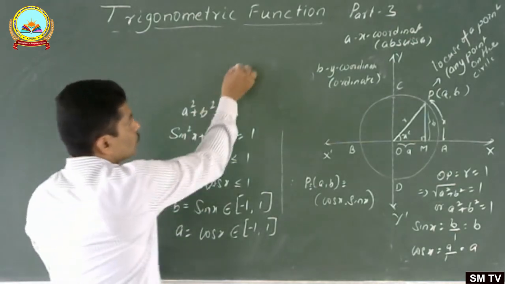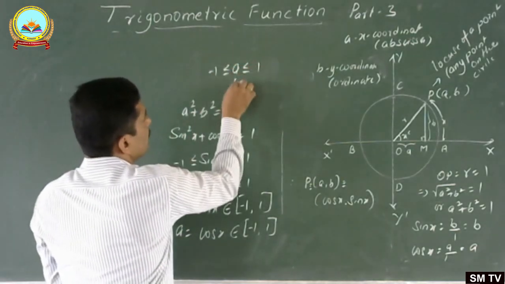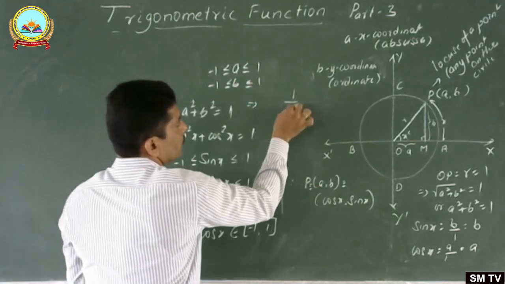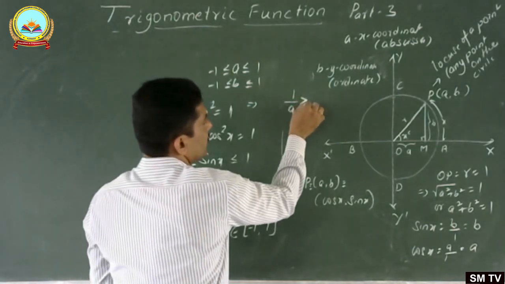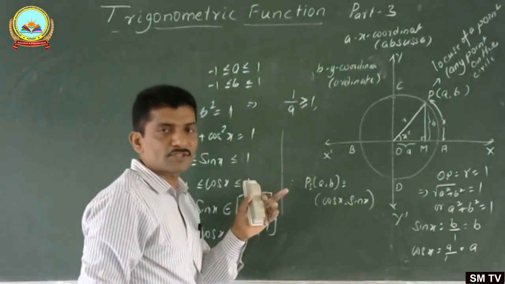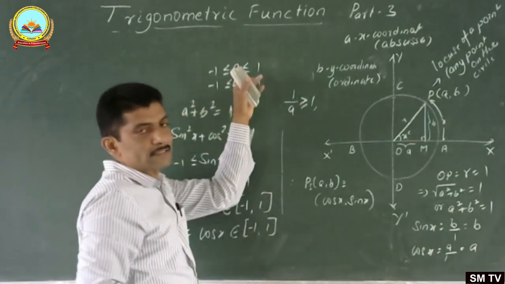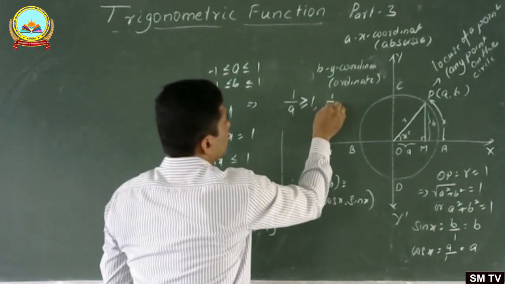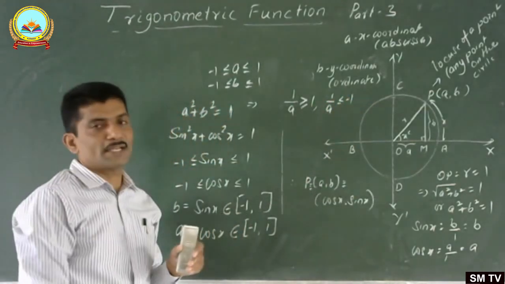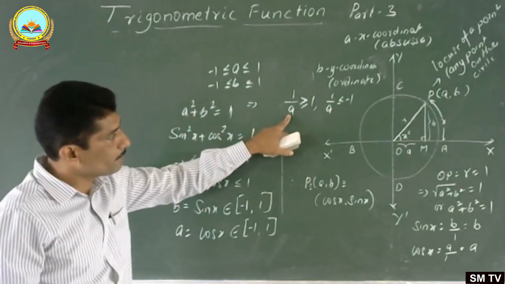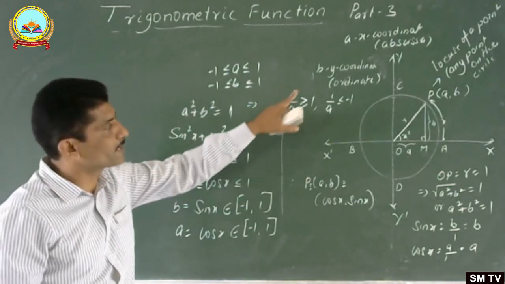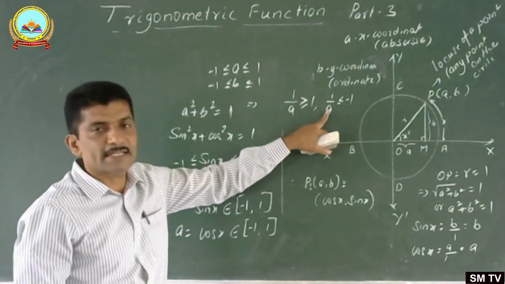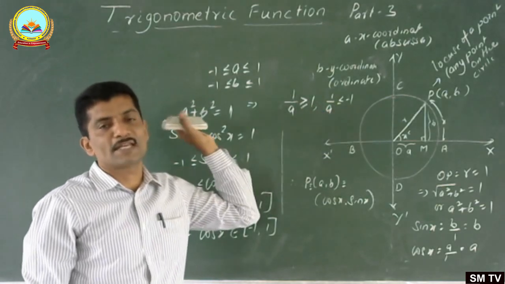Here a belongs to the interval minus 1 to plus 1 and b belongs to the interval minus 1 to plus 1. It implies, remember, 1 by a is always greater than or equal to plus 1. Using the definition of inequalities, you can take the reciprocals and the inequality sign is changed, and 1 by a is always less than or equal to minus 1. It means a means cos x, so 1 by cos x means secant x is greater than or equal to plus 1, and secant x is also less than or equal to minus 1.